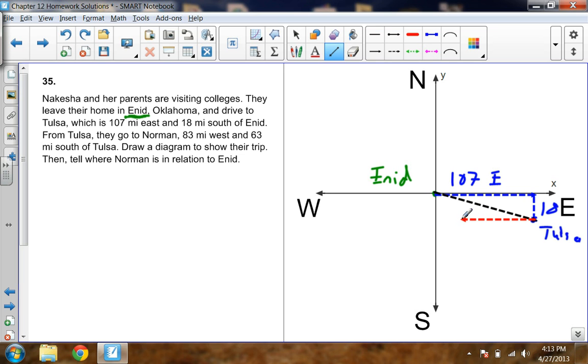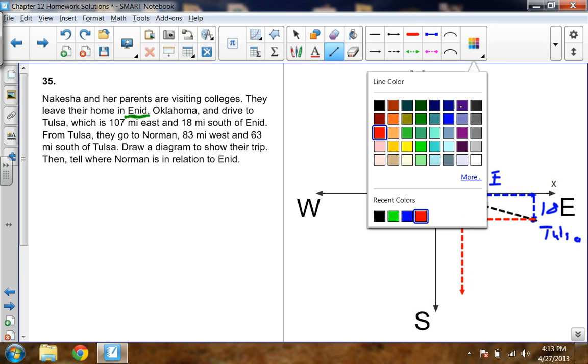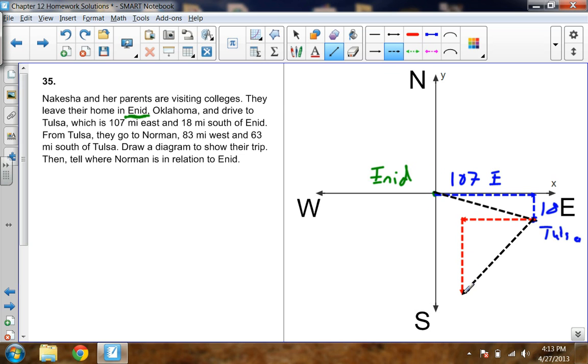And let's go 63 miles south, so we can continue going south of Tulsa. So let's say about there. So if you wanted to draw another resultant vector, for instance, I could put another black route there. Again, these aren't exact ways that they drove or anything, but these would be exact distances from there to there is here, from there to there is here.